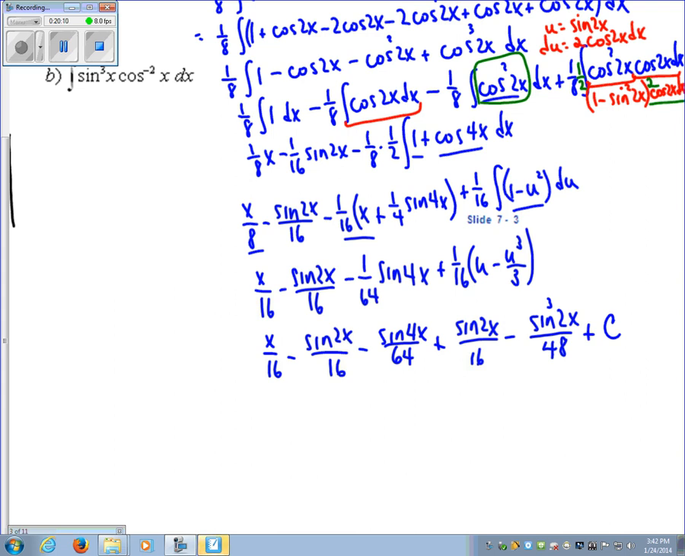Actually, I see some terms that could cancel. This and this one would cancel. They have the same sine of 2x. So our final answer then: x over 16 minus sine 4x over 64 minus sine cubed of 2x over 48 plus c.